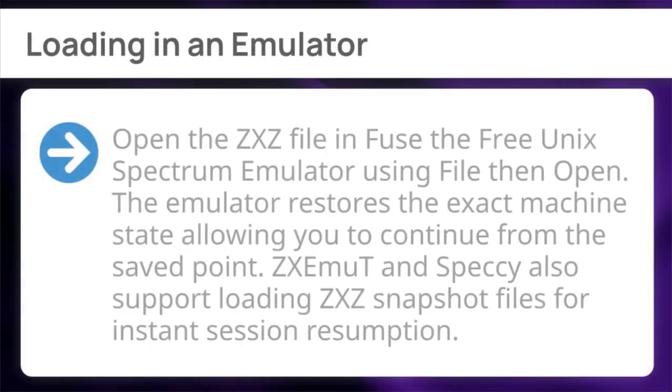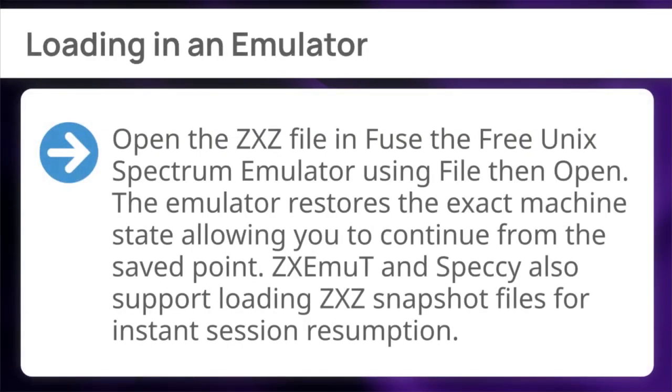First, loading in an emulator. Open the ZXZ file in the free Unix Spectrum emulator Fuse using File, then Open. The emulator restores the exact machine state, allowing you to continue from the saved point. ZXMUT and Speci also support loading ZXZ snapshot files for instant session resumption.